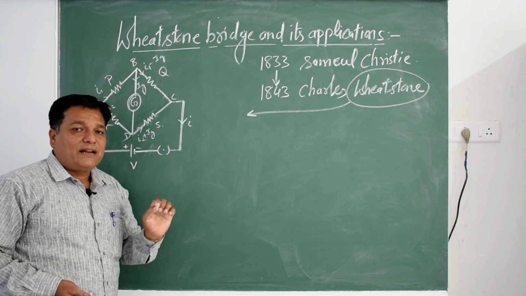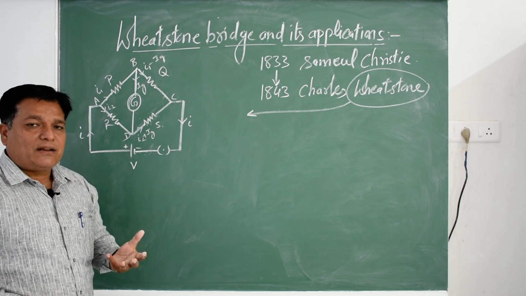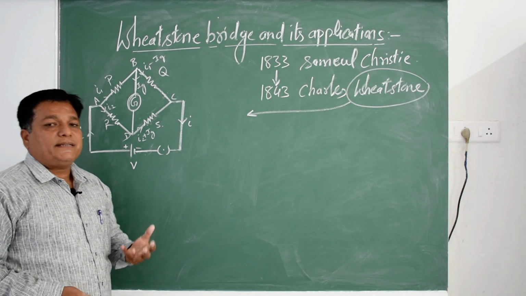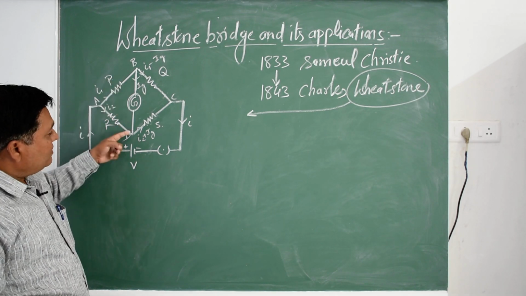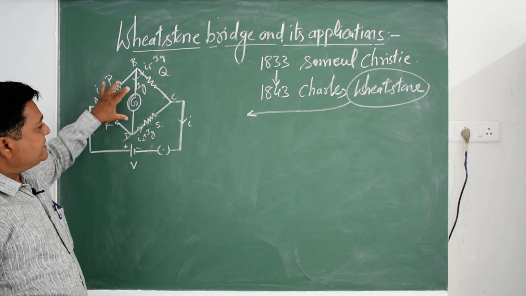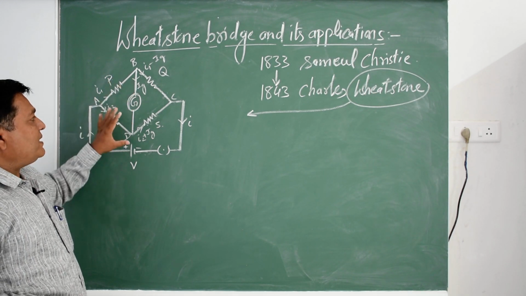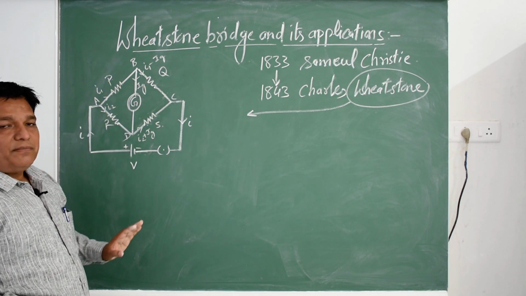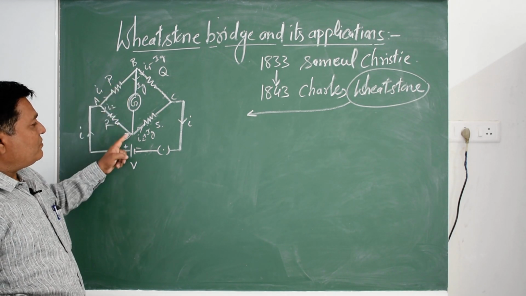The galvanometer itself has its own resistance, which is indicated by G. What is a galvanometer? A galvanometer is a device which is used to sense current. This part of the device, BD, is said to be the bridge. Call it the bridge of the device. That's why it is called the Wheatstone bridge.